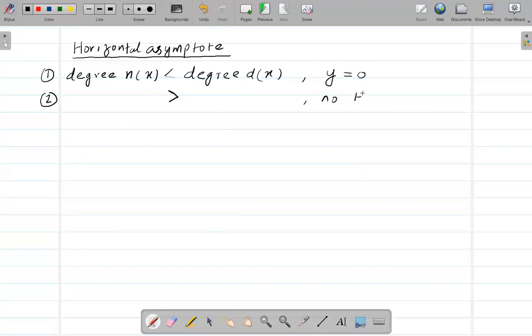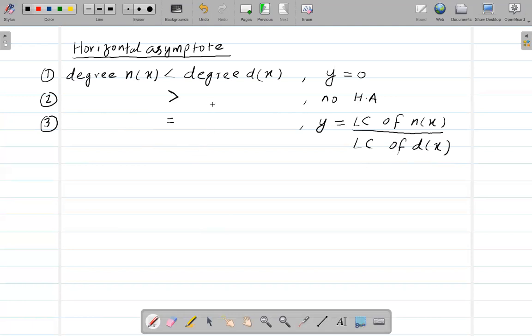Let's just say no HA means no horizontal asymptotes. Now a third case is, if the degree of the numerator and the degree of the denominator are the same, then y equals the leading coefficient, or let me just say LC, of the numerator divided by the leading coefficient of the denominator. All right, so we have these three cases.